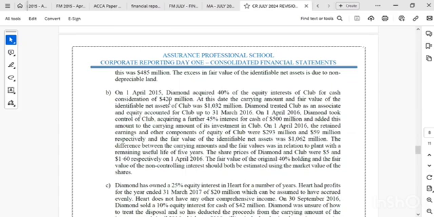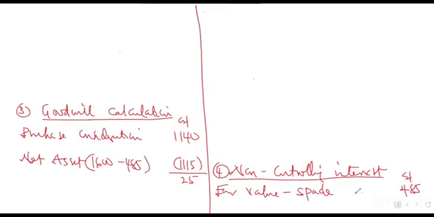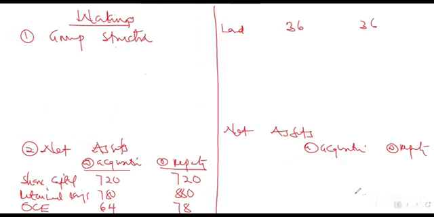Let's come here. When are we going to start consolidating? 1st April 2016. So we start consolidating them from 1st April 2016 because that was the day that control was achieved. So let's go and do their net assets at that date, and we come to the remaining things that we're supposed to do for them. So this will be for Club.